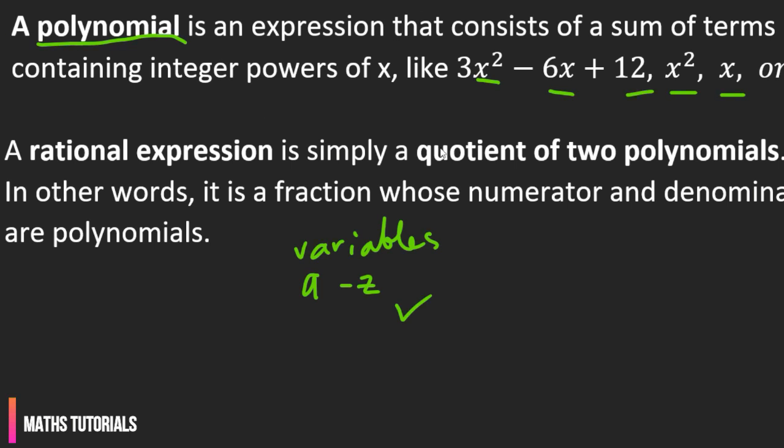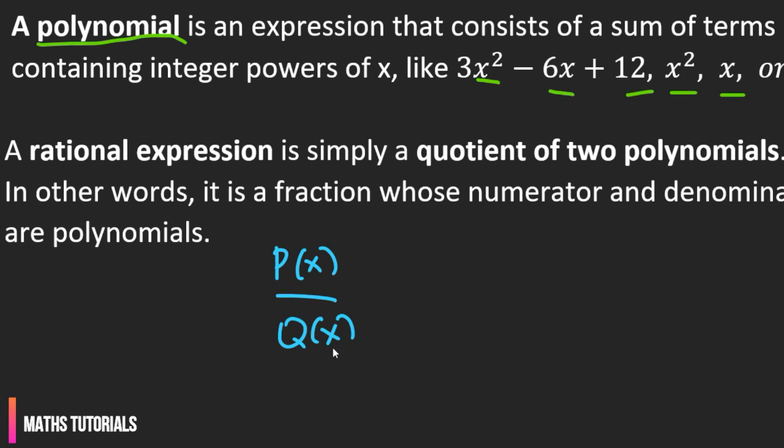Alright? So now, what is a rational expression? And what makes a polynomial related to a rational expression? A rational expression is simply a quotient of two polynomials. In other words, it is a fraction whose numerator and denominator are polynomials. Now, what are polynomials and what are the signs that the given number or term is a polynomial?